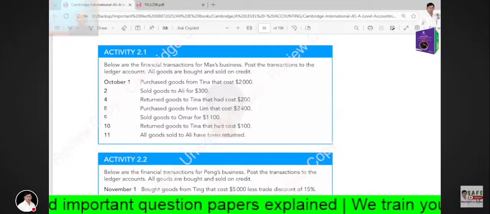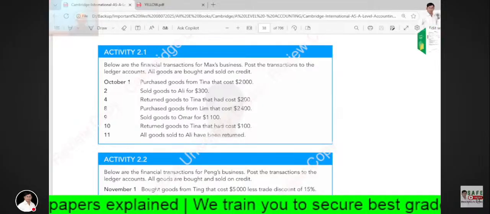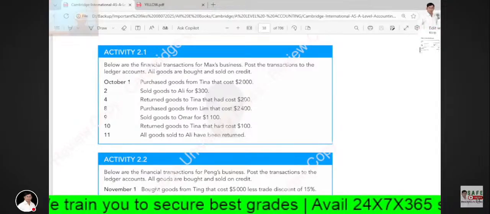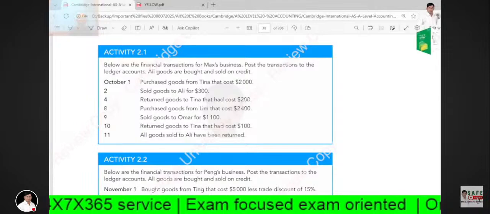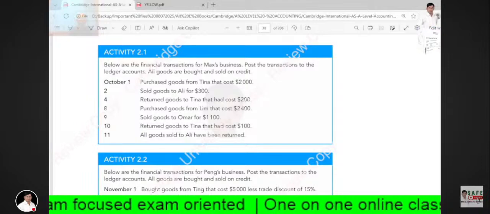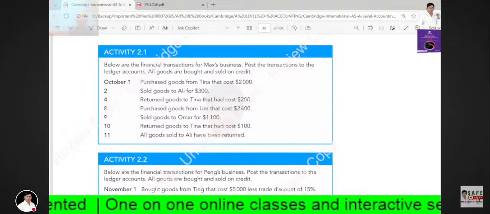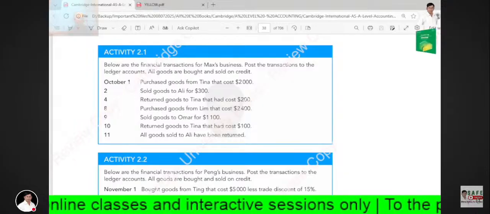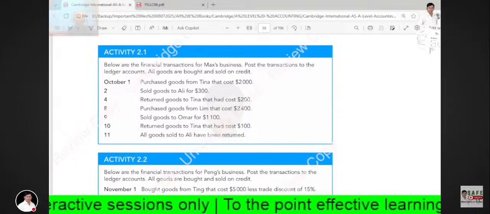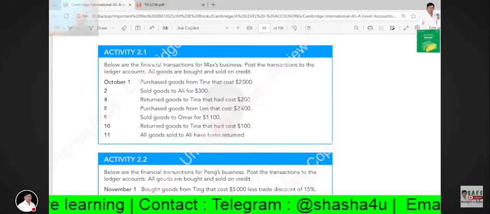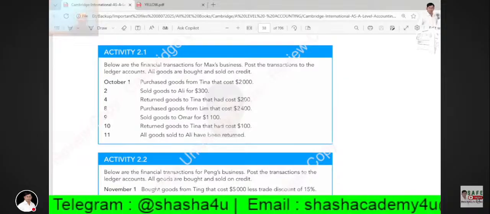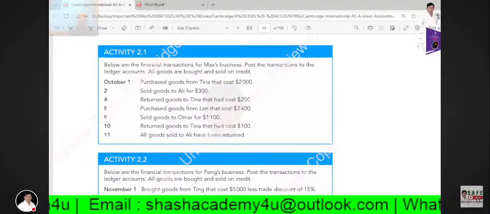Below are the financial transactions for Max's business, personal transactions to the ledger accounts. All goods are bought and sold on credit, 1,60,000. So basically, no bank account is involved here. So what is it here? Other than cash transactions.